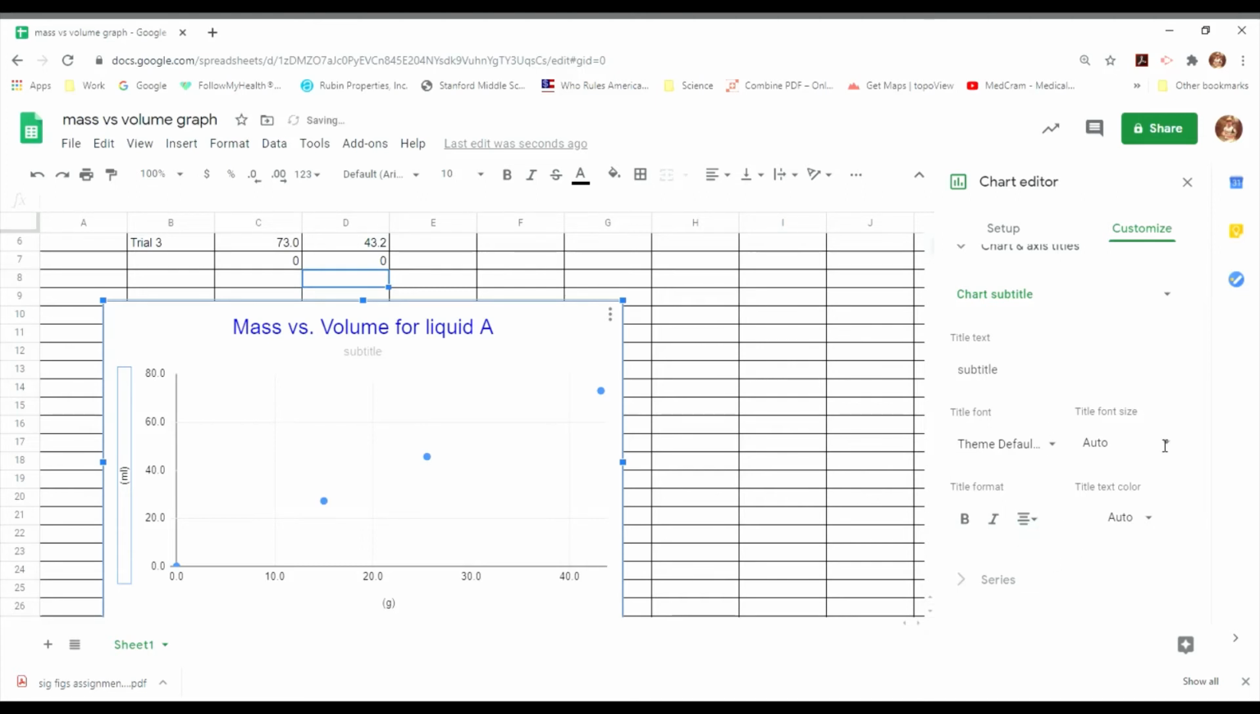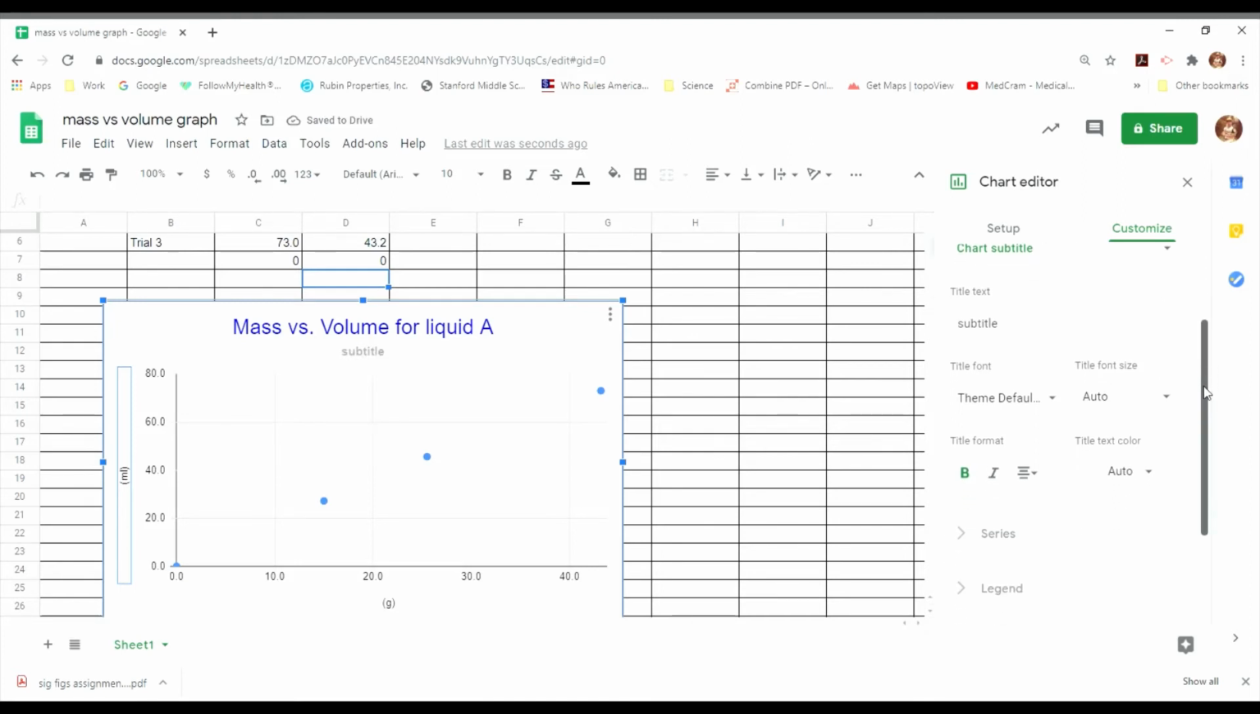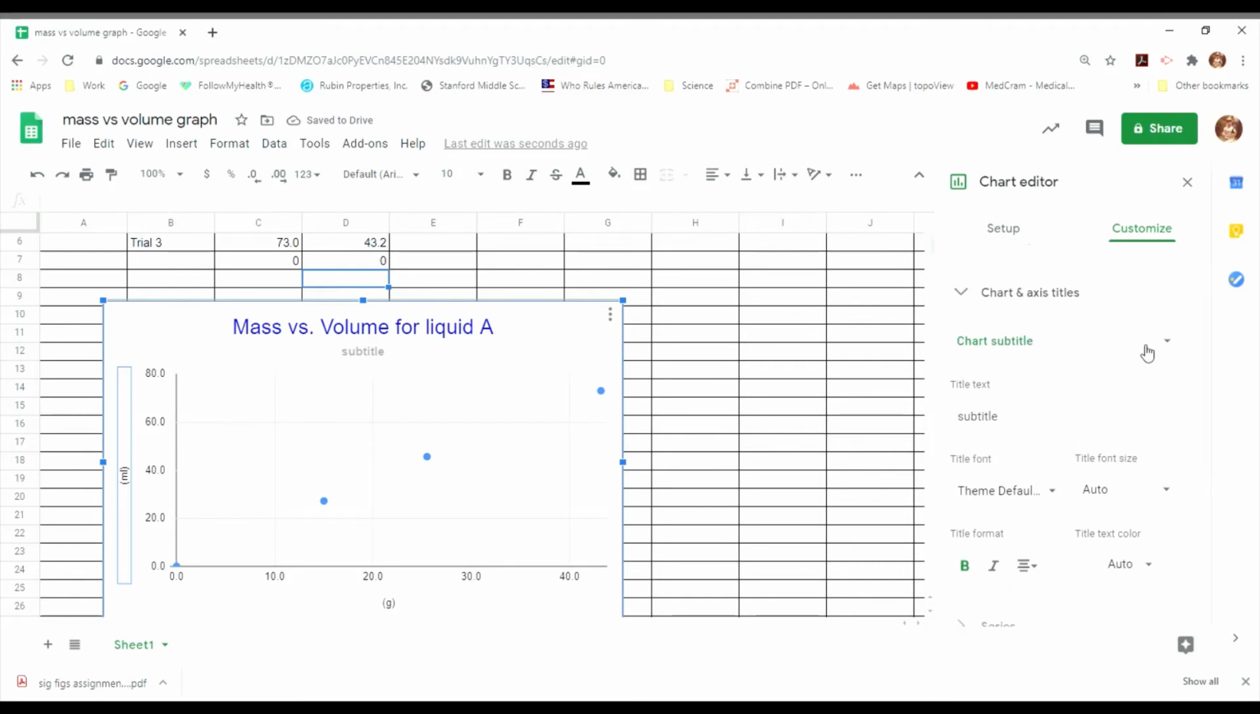I'm going to center it. You can change the color. I'm not going to. Let's say I want to bold it, all right, so you can see it better. All right, so there was a chart title, chart subtitle.